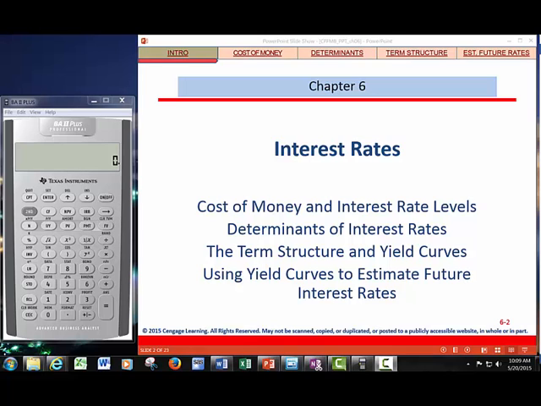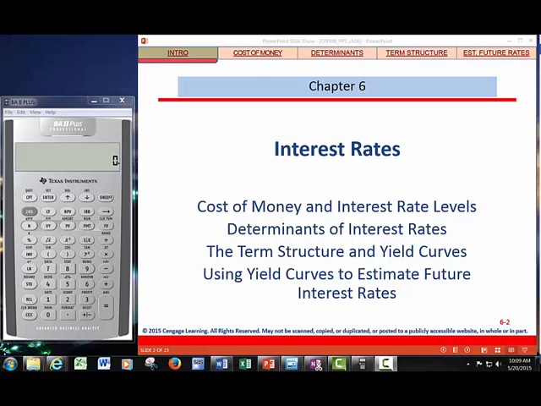What you're going to pay when you borrow money for a loan for a house or for a car, or if you have extra money, what you're going to make if you try to invest in a savings account or even the stock market.